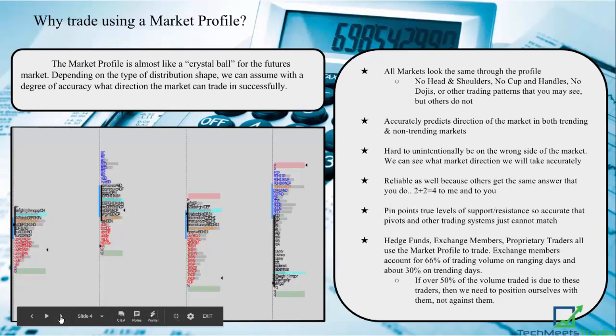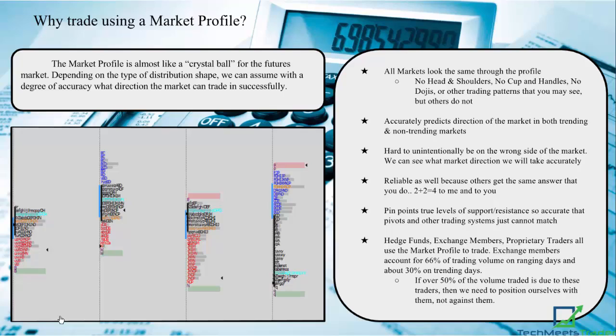So why trade using a market profile? Well, the market profile is almost like a crystal ball for the futures markets. At least that's the way I like to think about it. Depending on the type of distribution shape, we can assume with a degree of accuracy what direction the market can trade in successfully. We could also see that all markets look the same through the profile. There's no such thing as head and shoulder patterns, no cup and handles, no dojis, or other trading patterns that you may see but others may not.